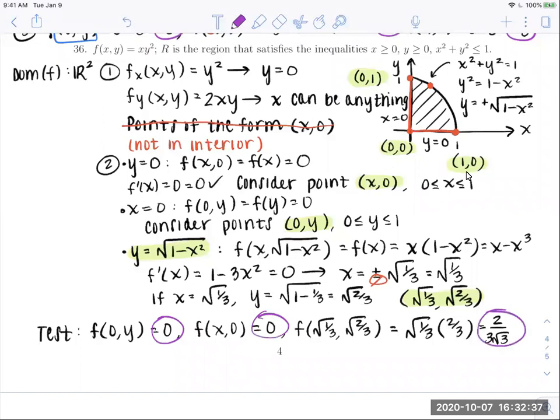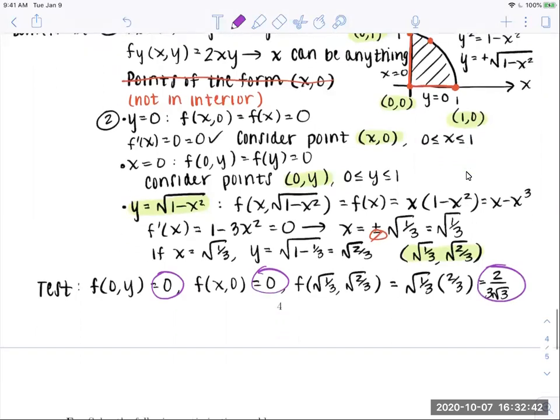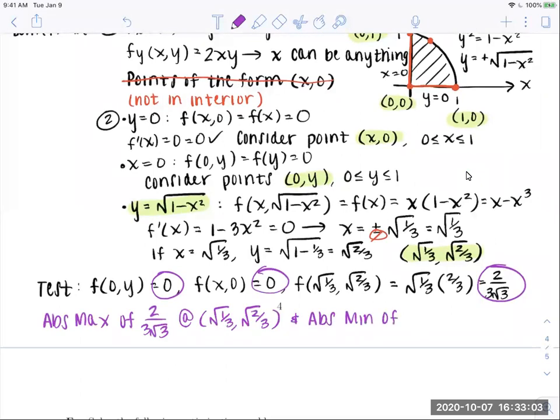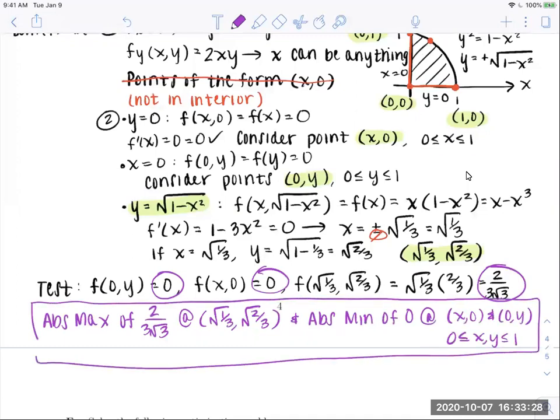The highest value is your absolute max. The lowest value is your absolute min. So not much of a contest here. We have an absolute max of 2 over 3 root 3, and this is occurring at root 1/3, root 2/3. And we have an absolute min of 0. And this is occurring at kind of weird points, right? So I'm just going to list them as (x, 0) and (0, y), for x and y values ranging from 0 to 1. Remember, just those two pieces along the side and bottom of the quarter circle. So this is my final conclusion for the absolute extrema of the given function xy squared when taking a bird's eye view down at that surface over that quarter circle in the xy plane.